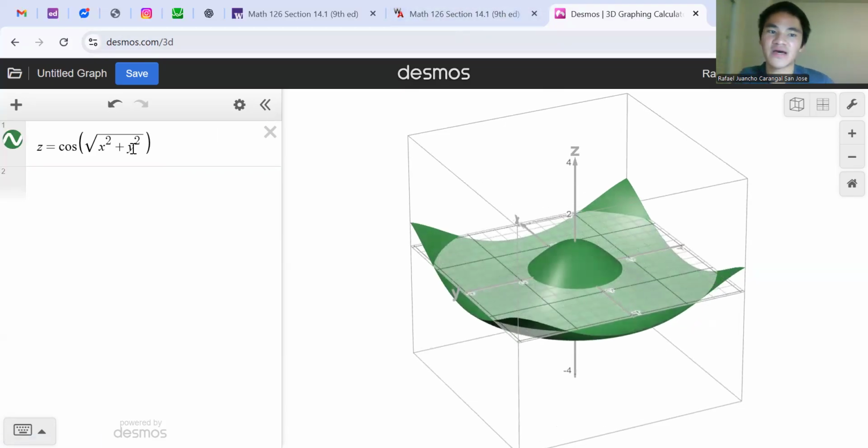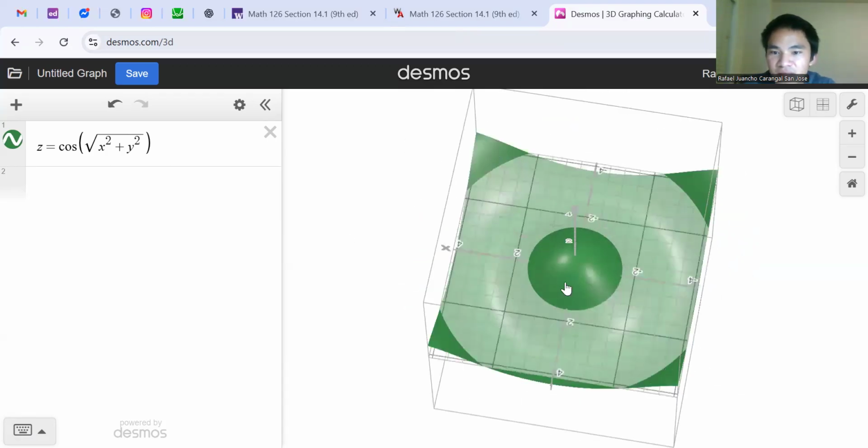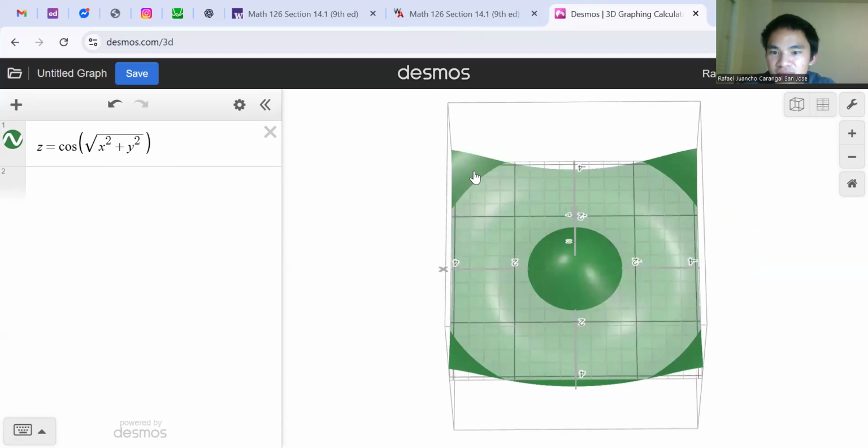So again, I can just ask what my domain is. Well, my x squared plus y squared should definitely be greater than or equal to 0. And so from there, it's going to be this, basically.